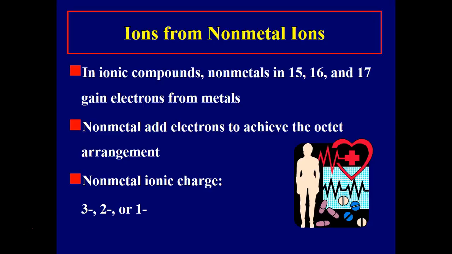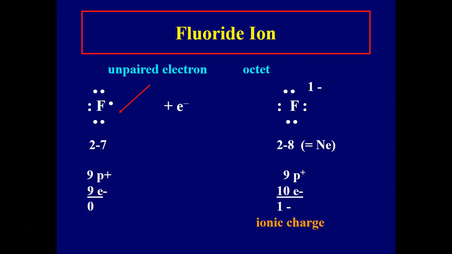In ionic compounds, nonmetals in groups 15, 16, and 17, otherwise known as 5, 6, and 7, gain their electrons from metals. Nonmetals add electrons to achieve the octet arrangement, or that full outer shell. So nonmetal ionic charges can either be -3, -2, or -1, such as fluoride. Fluoride has 1 unpaired electron, so it wants to gain 1 electron, which makes it a -1 ionic charge.